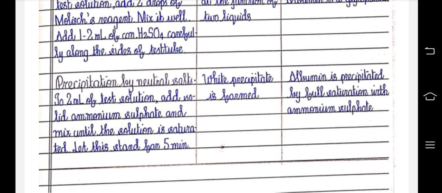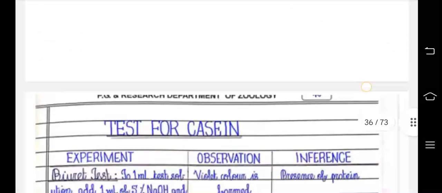Then precipitation by neutral salts. Which neutral salt are we using? Ammonium sulfate. Into 2 ml of test solution, add solid ammonium sulfate and mix until the solution is saturated. Let this stand for 5 minutes. White precipitate is formed. Albumin is precipitated by full saturation with ammonium sulfate.